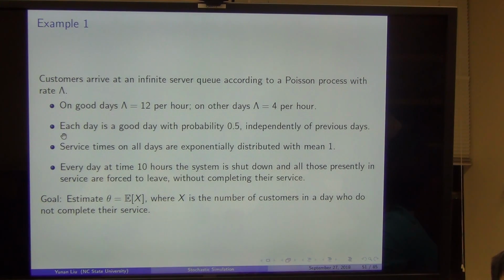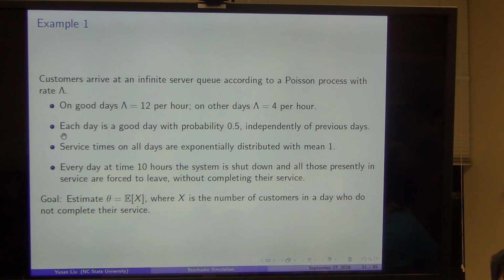This is something we studied before, except that this is a Poisson arrival with a random arrival rate. It's obvious that x is strongly correlated with lambda. If lambda is big, x is big. If lambda is small, x is small, right? So the brute force method, or the crude Monte Carlo estimator, would require us to estimate lambda first.